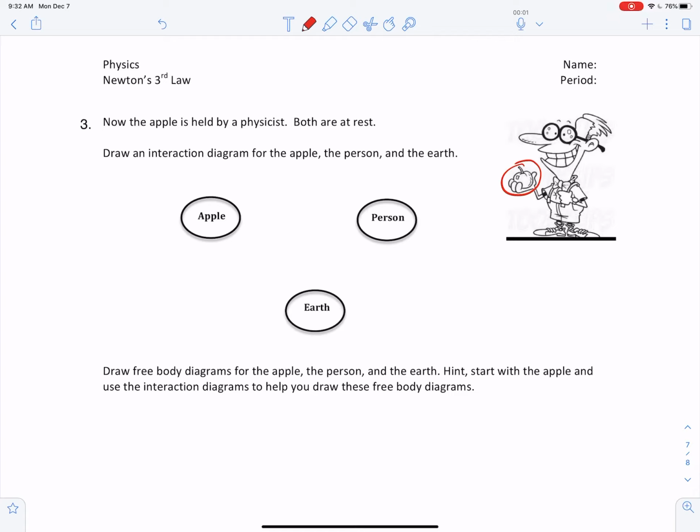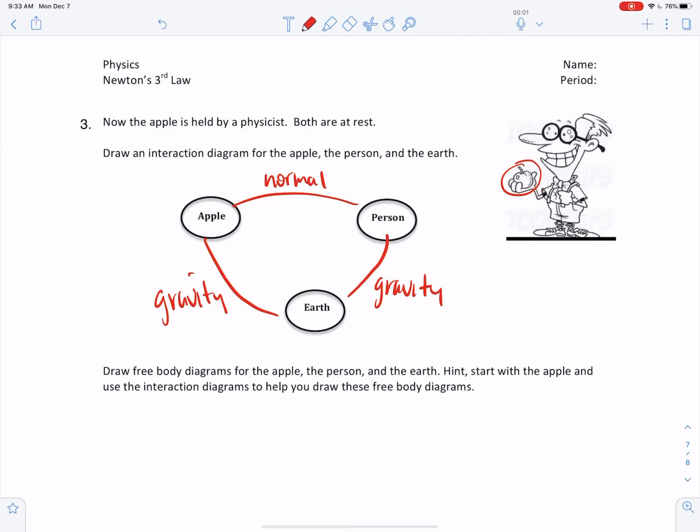So the apple and the earth are continuing to interact through gravity, as before, but the apple is no longer touching the earth. So there's no more normal force between the apple and the earth. Instead, what is the apple touching? The person. So we're going to have a normal force here. Okay? And now the earth and the person are also going to interact through a force of gravity. And this person is touching the earth, so there's also going to be a normal force here.